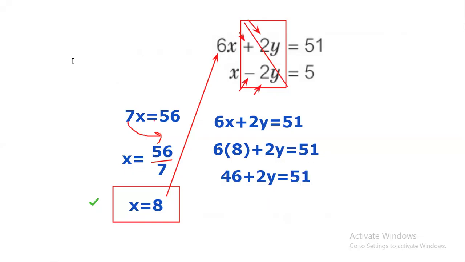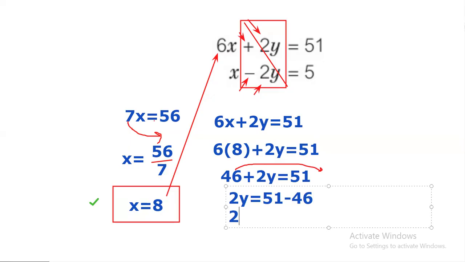Now I need to make y the subject. This means I have to take the 48 to the other side because it was added, so I'm going to subtract it. So here we have 2y equals 51 minus 48. So 51 minus 48 is going to be 3. So 2y will equal 3.